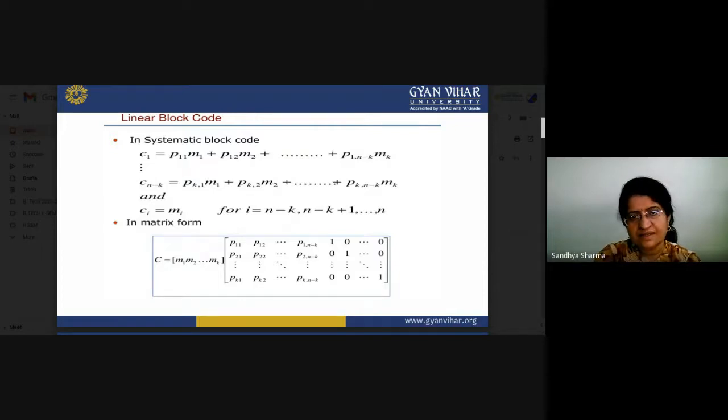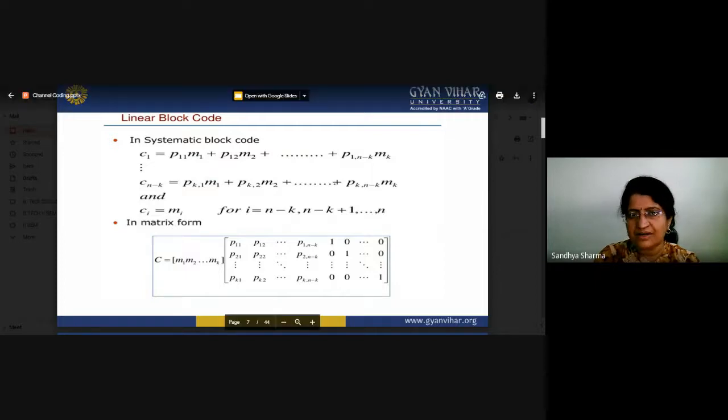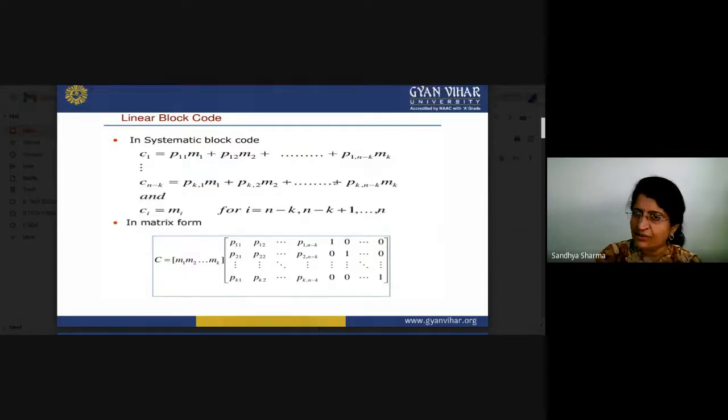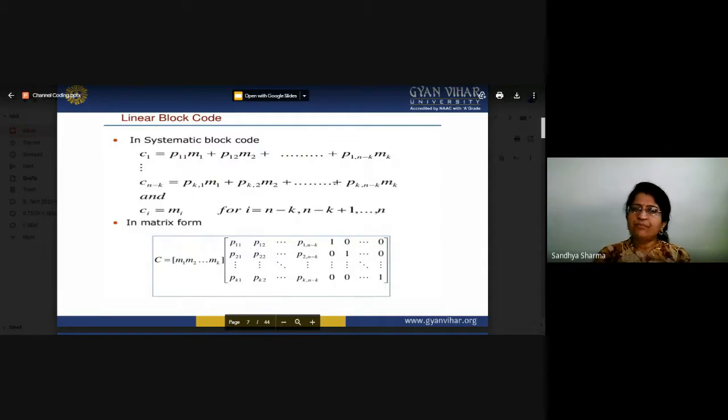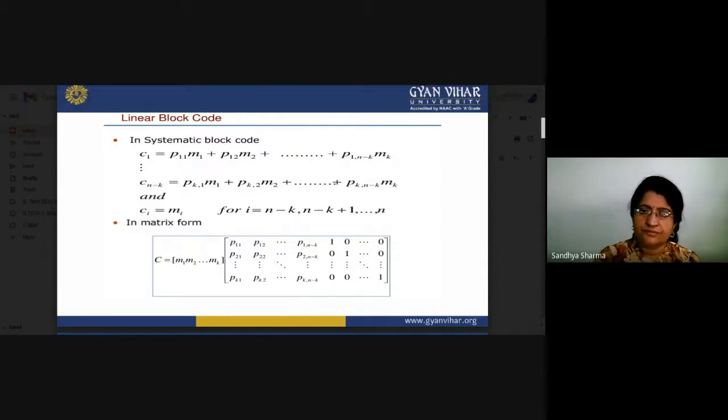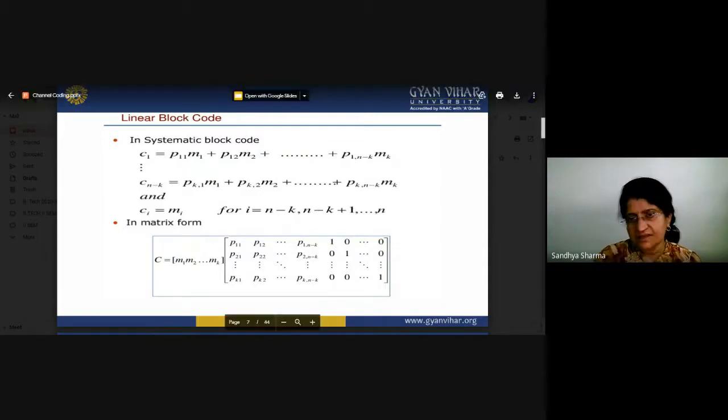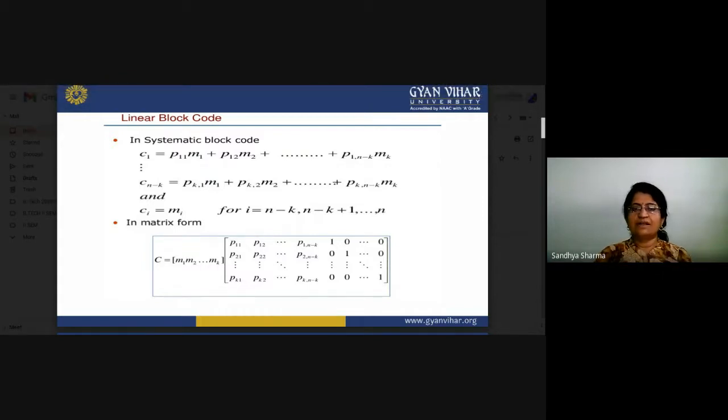This is the message signal m1, m2, mk, and these are the parity bits that we have to generate, and this is a unit matrix of our message block. So m1, m2, m3 is equal to c1, c2, c3. That is given in the unit matrix form, and these are the parity bits that we have to add according to our message blocks.